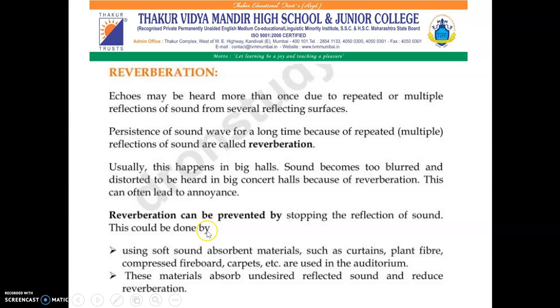So how can it be prevented? Reverberations can be prevented by stopping the reflection of sound. This can be done by using soft sound absorbent materials such as curtains, plant fiber, compressed fireboard, carpets, etc. If they are used in the auditorium, then this problem can be resolved. These materials absorb undesired reflected sound and reduce the reverberations.